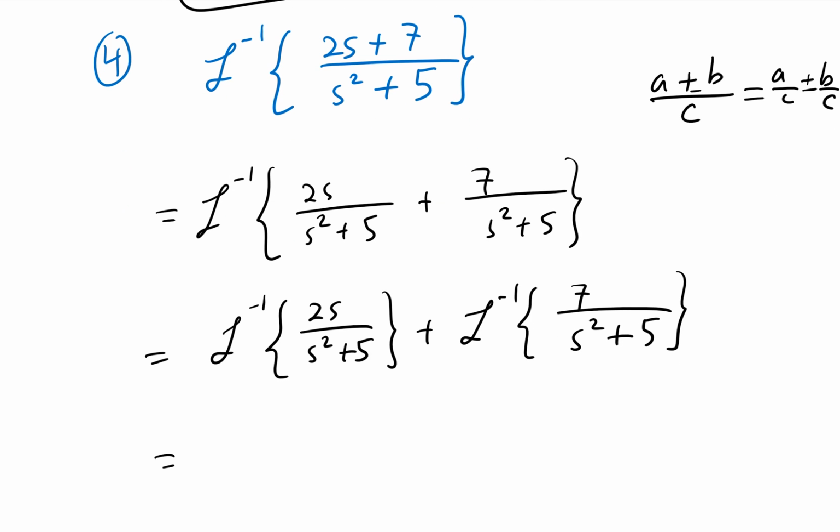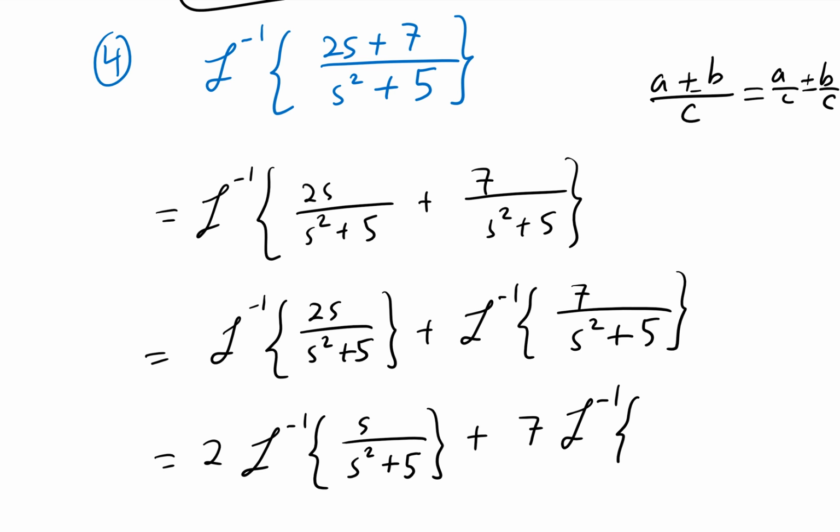And let's see what we get here. That 2 that you see, you can take it outside. Inverse Laplace of s over s squared plus 5. Plus, you can take the 7 out. Inverse Laplace of 1 over s squared plus 5 as well. So the first one has s on the top. The s reminds me of cosine. So what I'm going to do with this 5, I want to write it as something squared. That would be the square root of 5 squared.